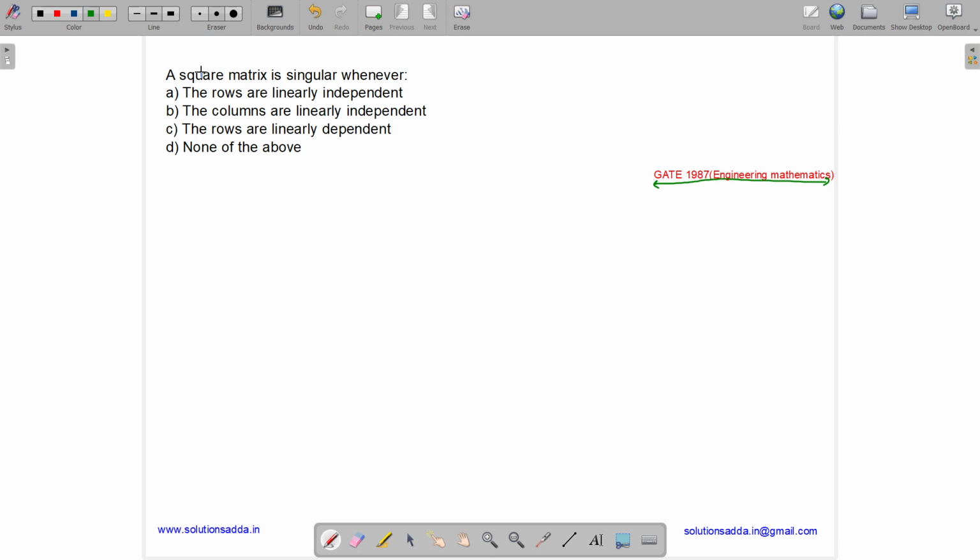So what's a square matrix? A square matrix is any matrix in which the number of rows and the number of columns are equal. If we have 3 rows, then we have 3 columns, or we can say basically an n cross n matrix is called a square matrix. What is a singular matrix? A matrix is singular if its determinant is 0.